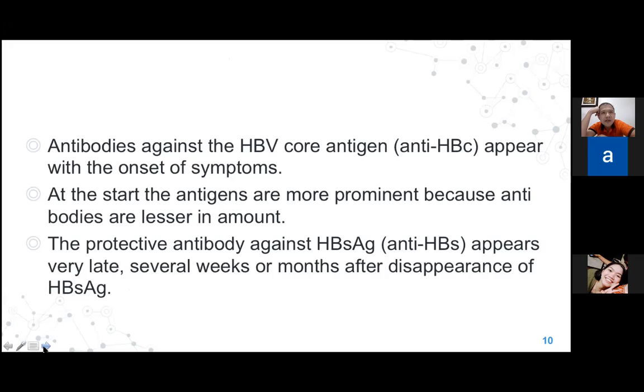We have 4 phases of chronic hepatitis. You have immune tolerance, immune clearance, then the carrier phase, and the reactivation phase. So since we're talking about a chronic infectious state, HBeAg positive, then most likely it will be either in the immune tolerance or immune clearance phase.